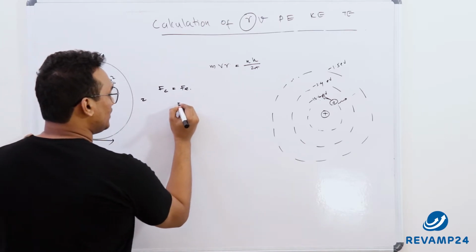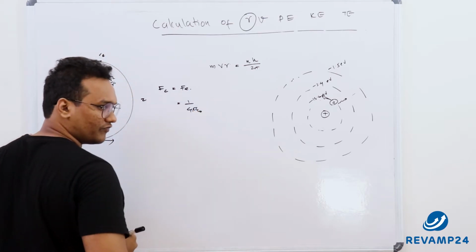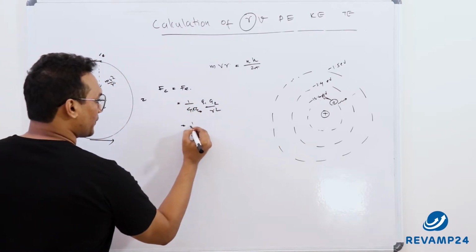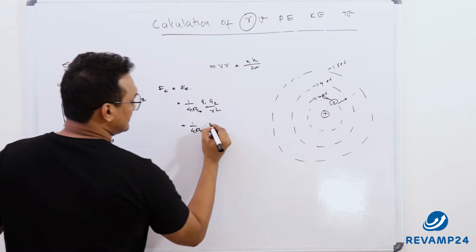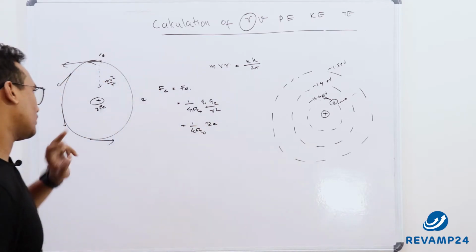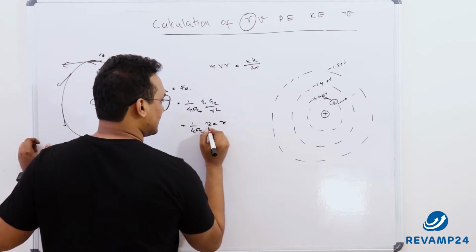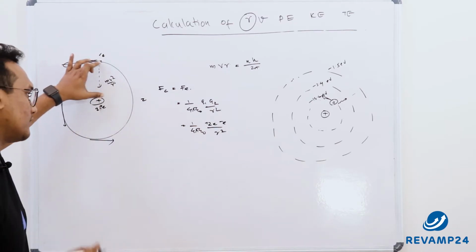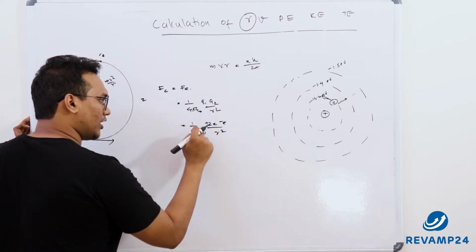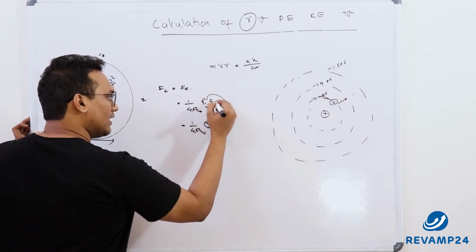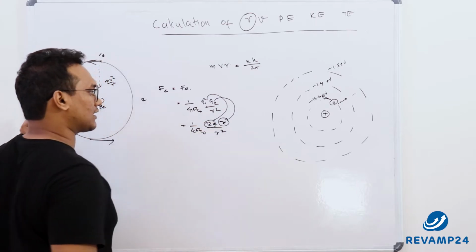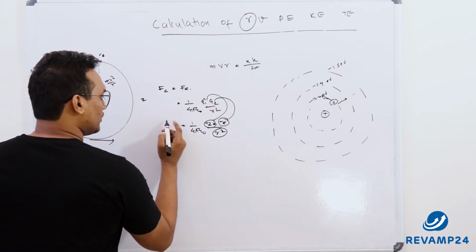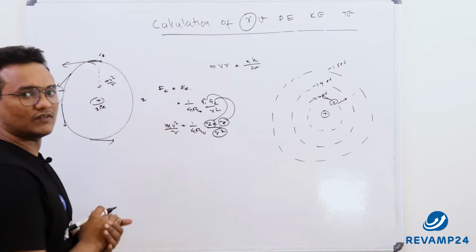Now what is Fe? 1 by 4 pi epsilon 0, we have learned, Q1 Q2 by r square. So here in this case, 1 by 4 pi epsilon 0. What is Q1? Z number of protons, positive Ze. What is Q2? One electron, minus e, divided by r square. What is r? The radius of the orbit. This is very important. Substitute the values in this way: 1 by 4 pi epsilon 0, Ze is Q1 and Q2 is the charge of an electron, and r is the radius of the orbit. So this is equal to mv square by r. Centripetal force is mv square by r.